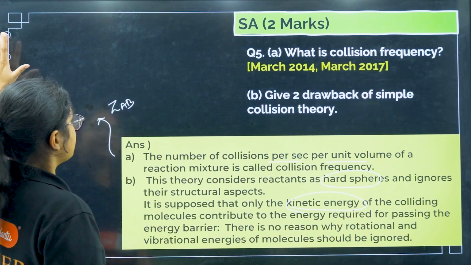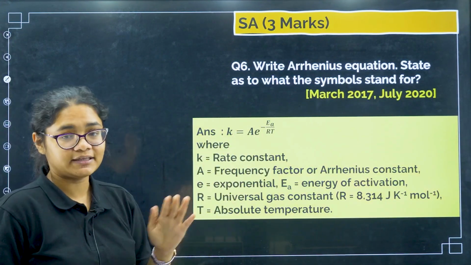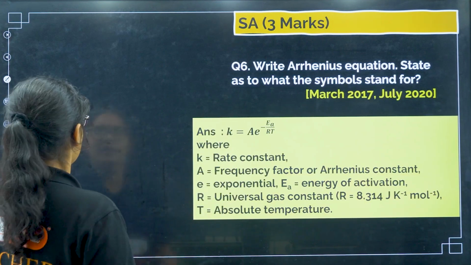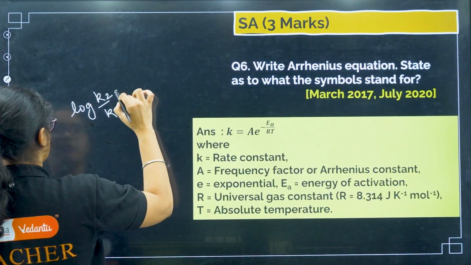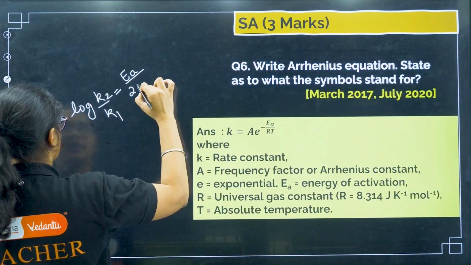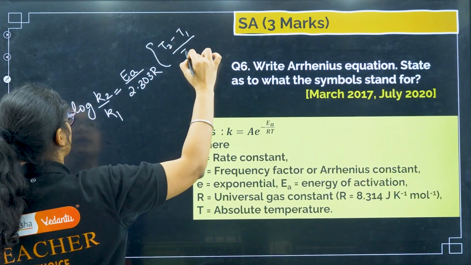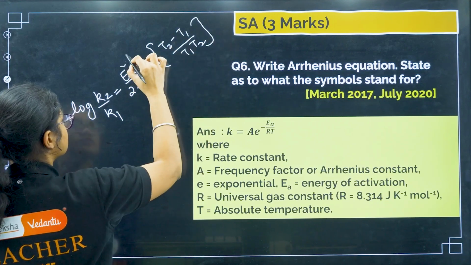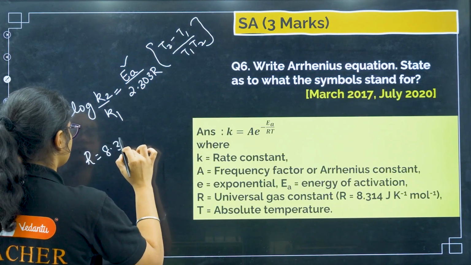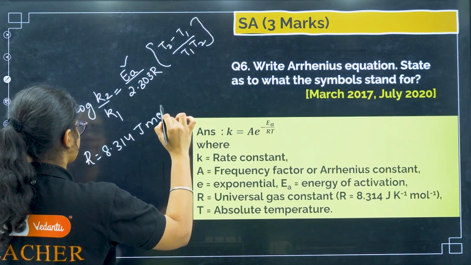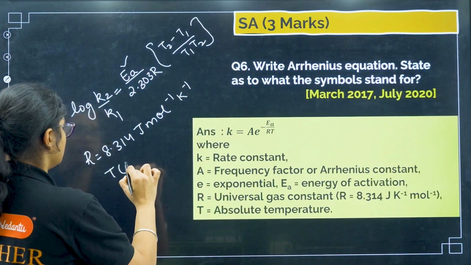Okay. Next, Arrhenius equation and all the terms. k is equal to A into e to the power of minus Ea by RT. Explain all the terms here, and you should also remember this very useful formula: log k2 by k1 is equal to Ea by 2.303 R into (T2 minus T1) by (T1 into T2). This formula is used to calculate the activation energy. What is the R value here? 8.314 joule mole inverse Kelvin inverse. And one thing, temperature should be in Kelvin.